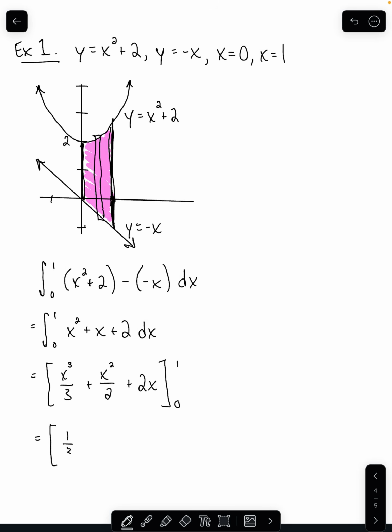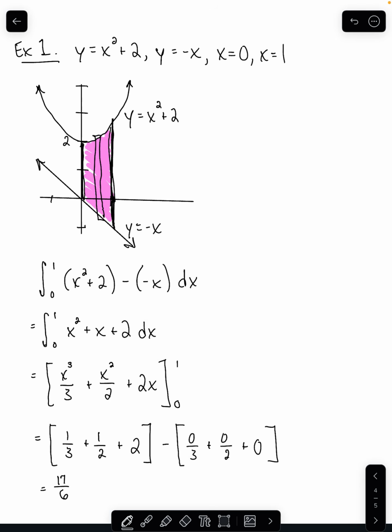One cubed is 1. 1 squared is 1. And 2 times 1 is 2. And when x is 0, each of these terms will be 0. So we are left with 1/3 plus 1/2 plus 2, which with a common denominator of 6 would end up giving us 17 over 6. And that is the exact area of this region.